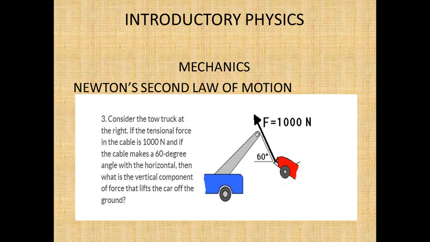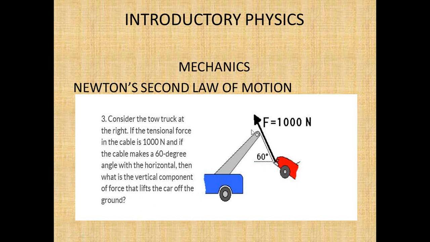Let's see what we have here. We have a tow truck. If the tensional force in the cable is 1,000 newtons, and if the cable makes a 60 degrees angle with the horizontal, then what is the vertical component of the force that lifts the car off the ground?